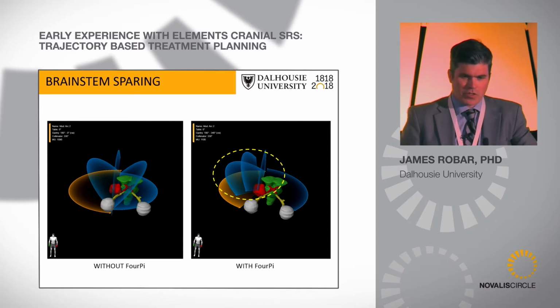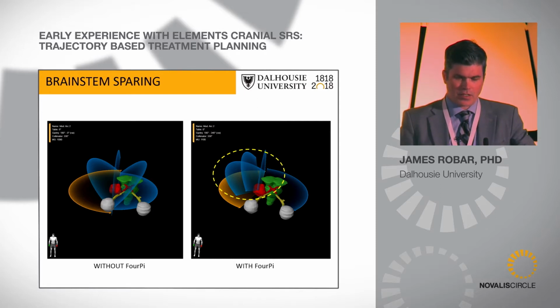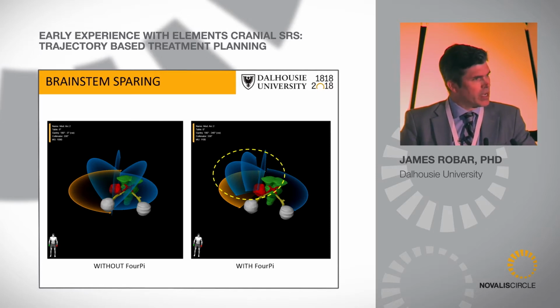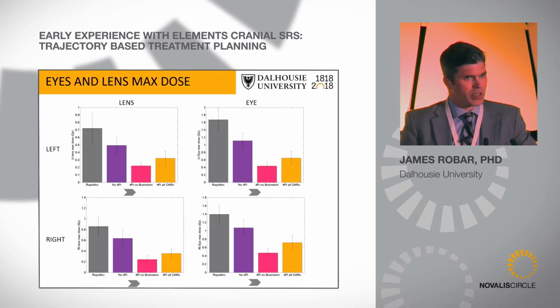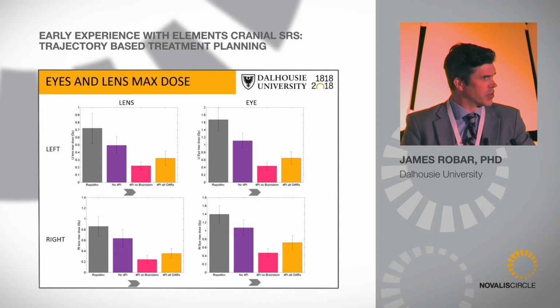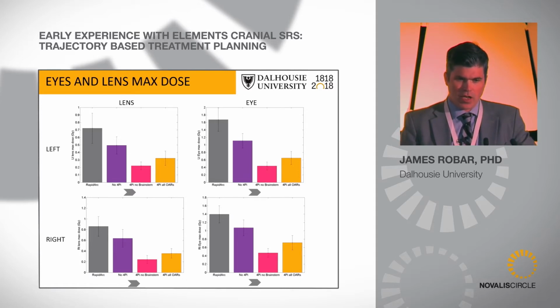How about optic structures? We saw a statistically significant improvement in max dose to eyes and lens as soon as we turned on the 4-pi algorithm. You can see, though, when we actually allow all organs at risk, including the brainstem, to be considered, things become a little bit worse, and that is because the brainstem sparing is actually competing with the optic structure sparing. And we see actually similar behavior for the optic chiasm and optic nerves.